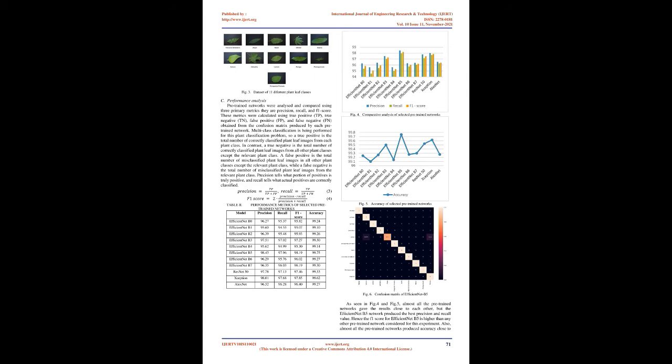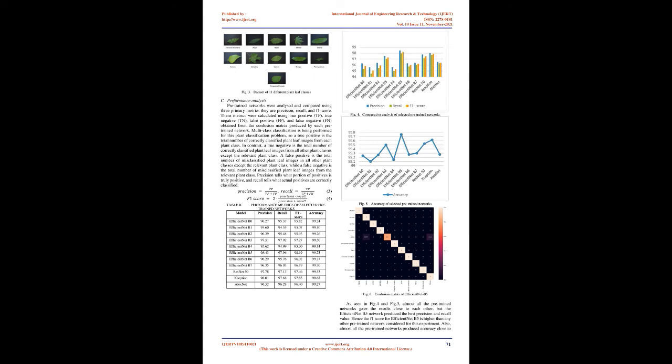The data was augmented to increase the number of images. Then the dataset was split into train set, validation set, and test set with a ratio of 80%, 10%, and 10%, respectively. Fig. 3 shows 11 different types of plant classes used for training the pre-trained networks.